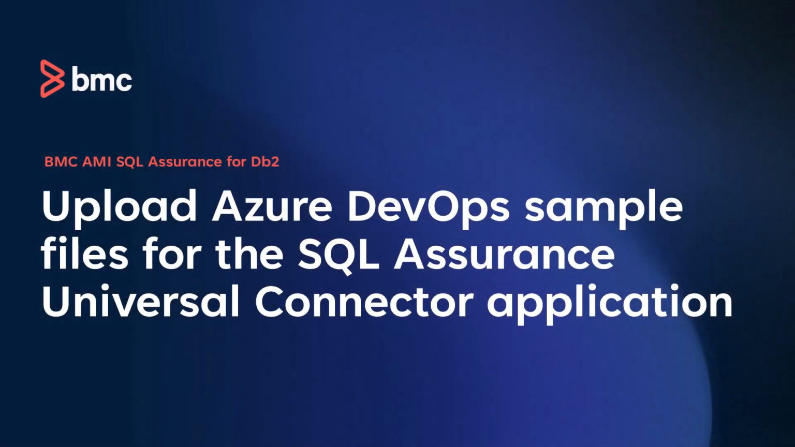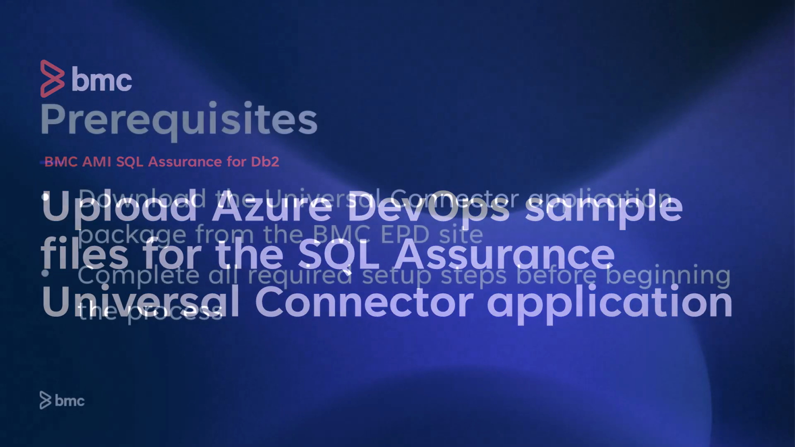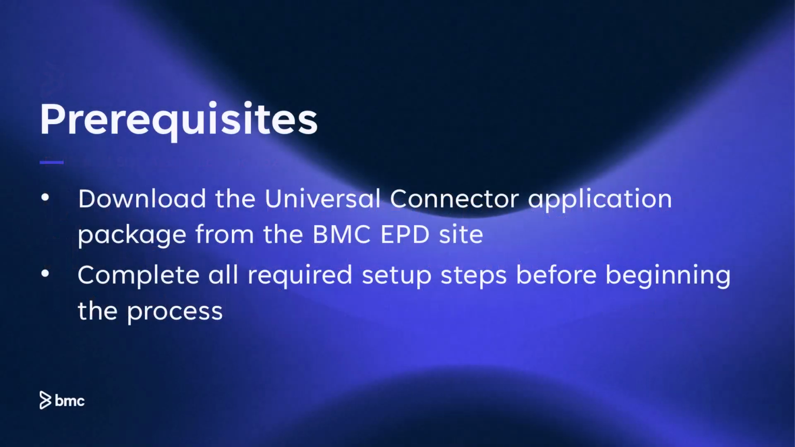In this quick course, you will learn how to upload Azure DevOps sample files for the Universal Connector application in BMC AMI SQL Assurance for Db2. Before you begin, make sure that you have downloaded the Universal Connector package from the BMC EPD site and completed the required setup steps. For more information, see the additional Universal Connector quick courses and product documentation in the video description.